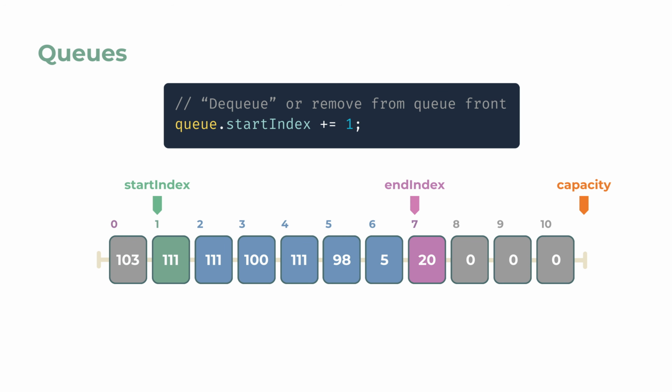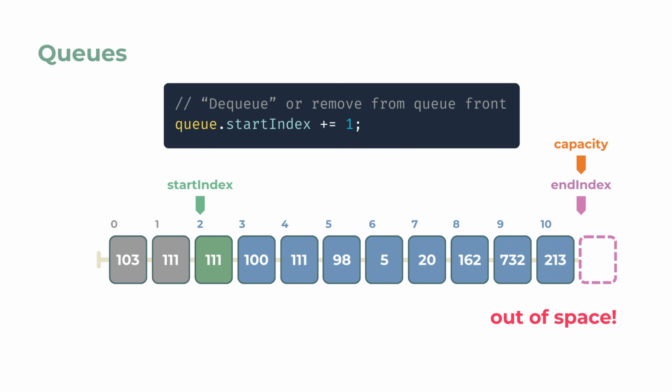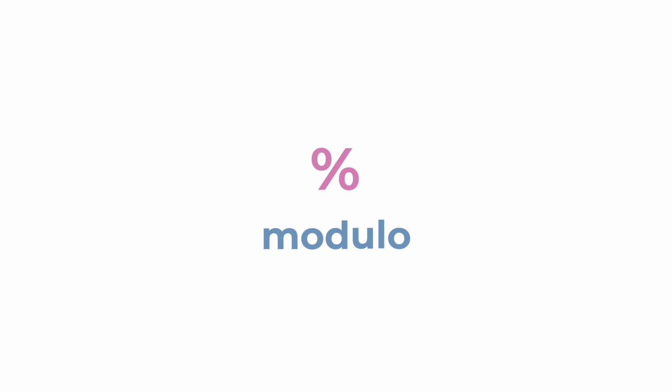But you can probably see that as we process more and more items through our queue, the start index will keep growing and we'll have more and more dead space at the beginning of our array, and eventually we'll just overflow the capacity of our underlying array altogether. So how do we fix this problem? Well, we can use the amazingly useful modulo operator.